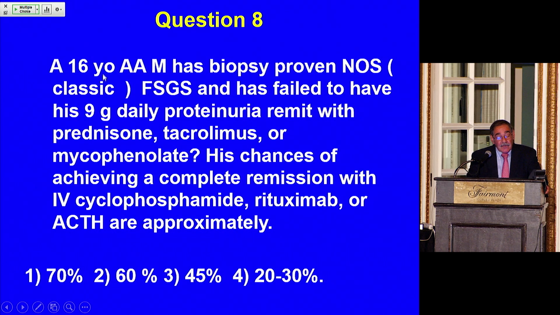Okay, a 16-year-old African-American male has biopsy-proven classic focal sclerosis and has failed to have his 9 grams of proteinuria remit with prednisone, TAC, or mycophenolate. His chances of achieving a remission with IV cyclophosphamide, rituximab, or ACTH are approximately 70%, 60%, 45%, 20 to 30%.